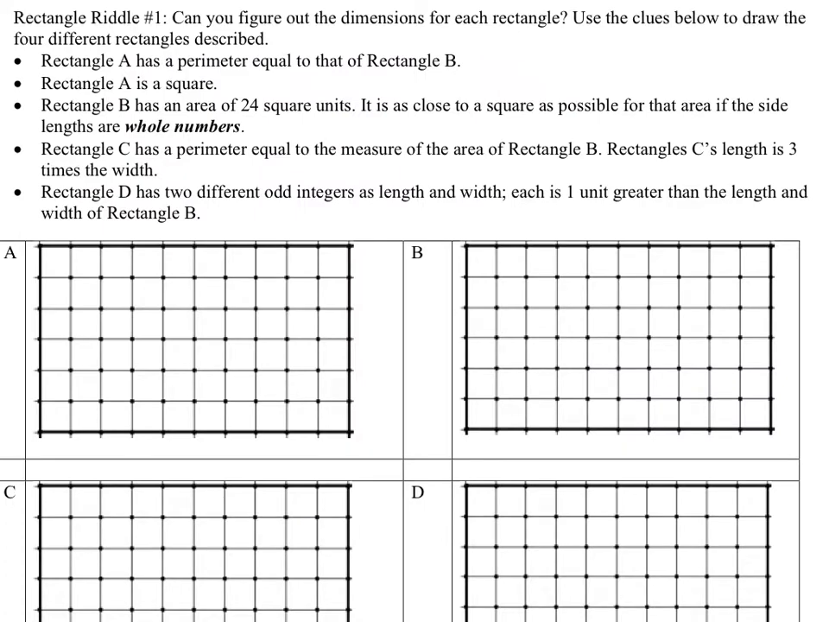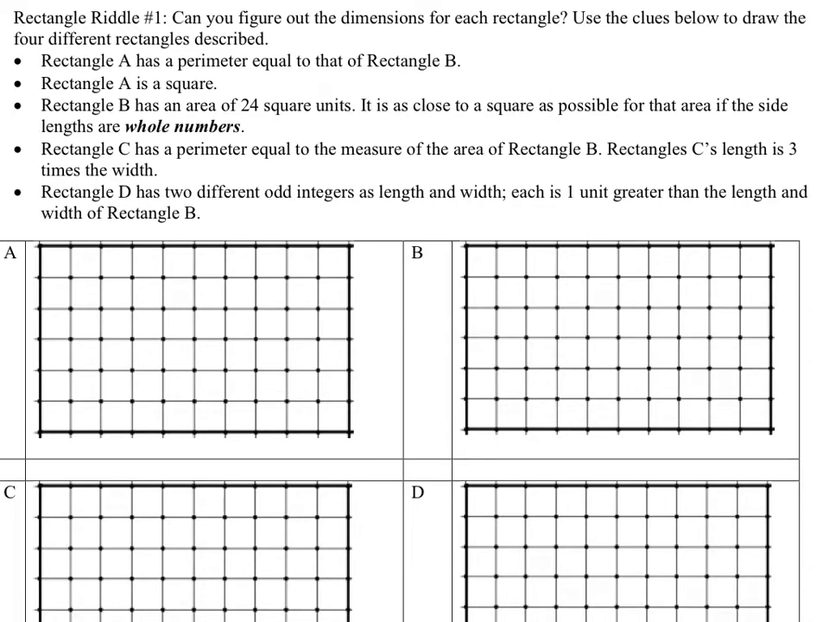Rectangle riddle number 1. Can you figure out the dimensions for each rectangle? Yes, we can. Use the clues below to draw the four different rectangles described. Rectangle A has a perimeter equal to that of rectangle B. By the way, it's important to read these before proceeding because sometimes we miss stuff. Rectangle A is a square. Rectangle B has an area of 24 square units. It is as close to a square as possible for that area if the side lengths were whole numbers, so no decimals. Rectangle C has a perimeter equal to the measure of the area of rectangle B.